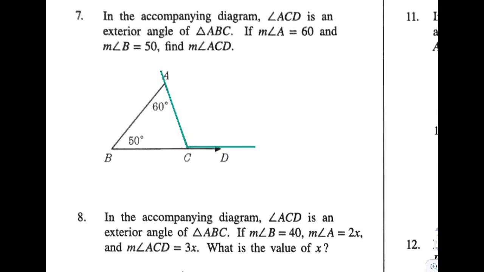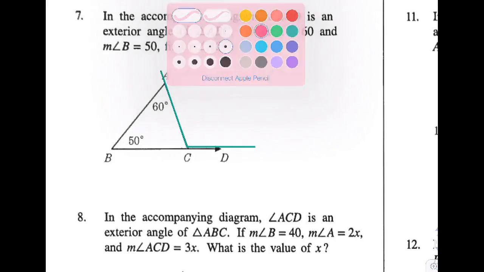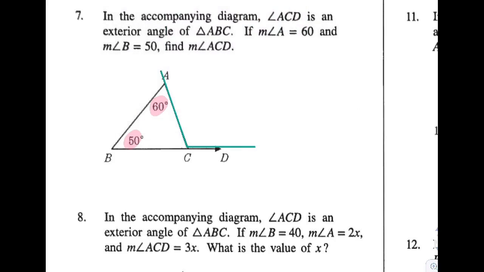Number 7, we get into a few questions here that have to do with the exterior angle theorem. We know that 3 angles inside a triangle add up to 180. But what else we learned earlier in the year was 2 angles inside of a triangle add up to the opposite exterior angle. So you can use a shortcut here. 60 plus 50 is 110. That's exactly what that angle is on the outside.